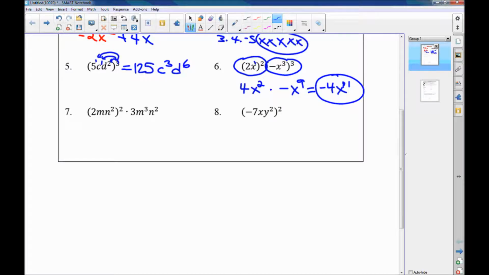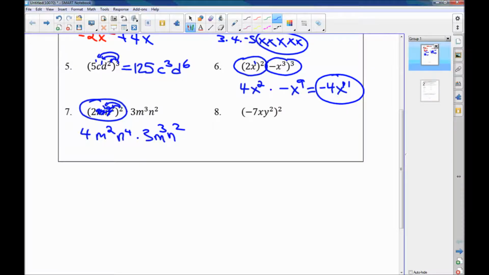Okay. Number 7, same thing. We have the power and the product rule in here. So first we must do the outside exponent. So this will become 4m to the second power, 2 times 1 for 2, and then n to the fourth power, 2 times 2 for 4. So if I covered up all the m's and n's, you can see that says 2 squared. That's where the 4 came from. And then we're going to multiply that by 3m cubed n squared.